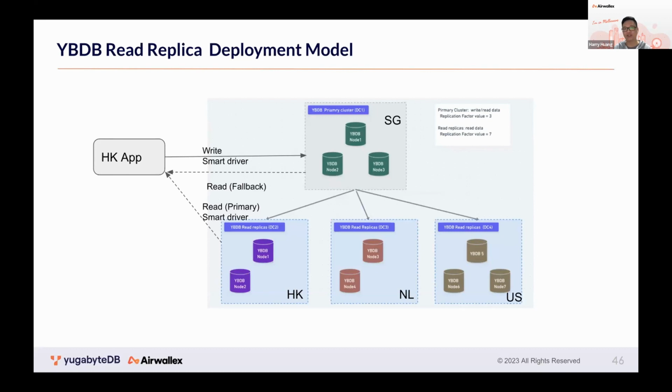And the smart driver will route the write to the primary cluster, which means that in your application, the read and write, whether local or remote, is transparent to the application developer. We don't even need to know anything about the topology of the database. The topology of the database is transparent.